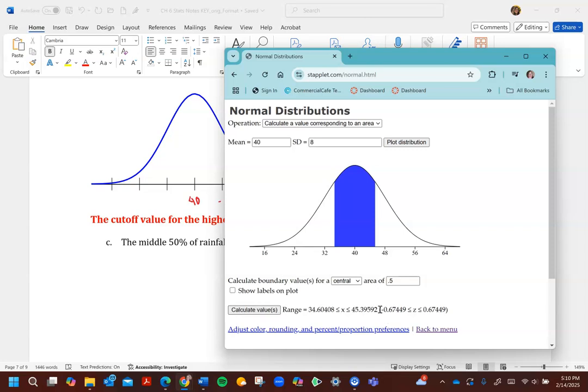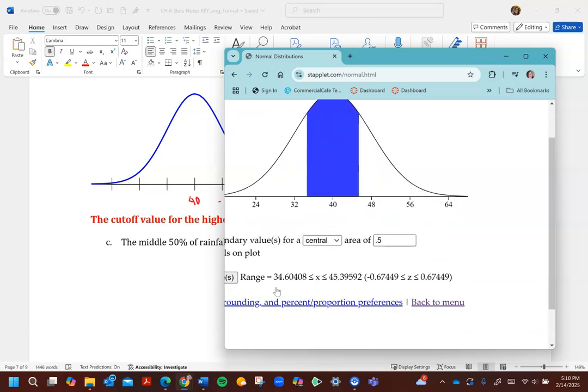And so we have two values here. Let me make this a little bigger for you. We have 34.60408 less than or equal to x less than or equal to 45.39592. And again, there's our z-scores for comparison, so it's symmetrical, so it will balance. And that makes sense. It would be a little below and above the mean. So check for a reasonable answer. Make sure you didn't put a typo in. Make sure you hit calculate again, and that your mean and standard deviation are correct.